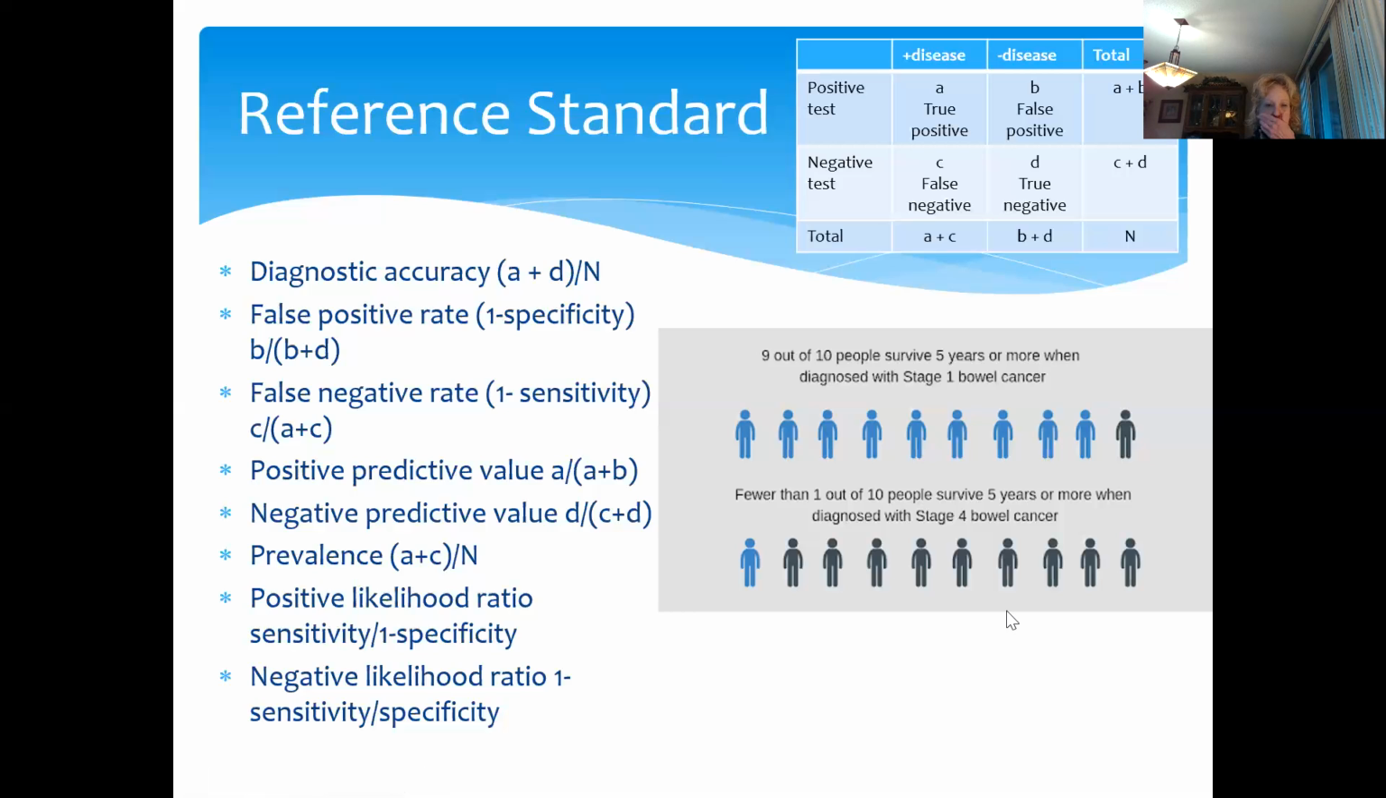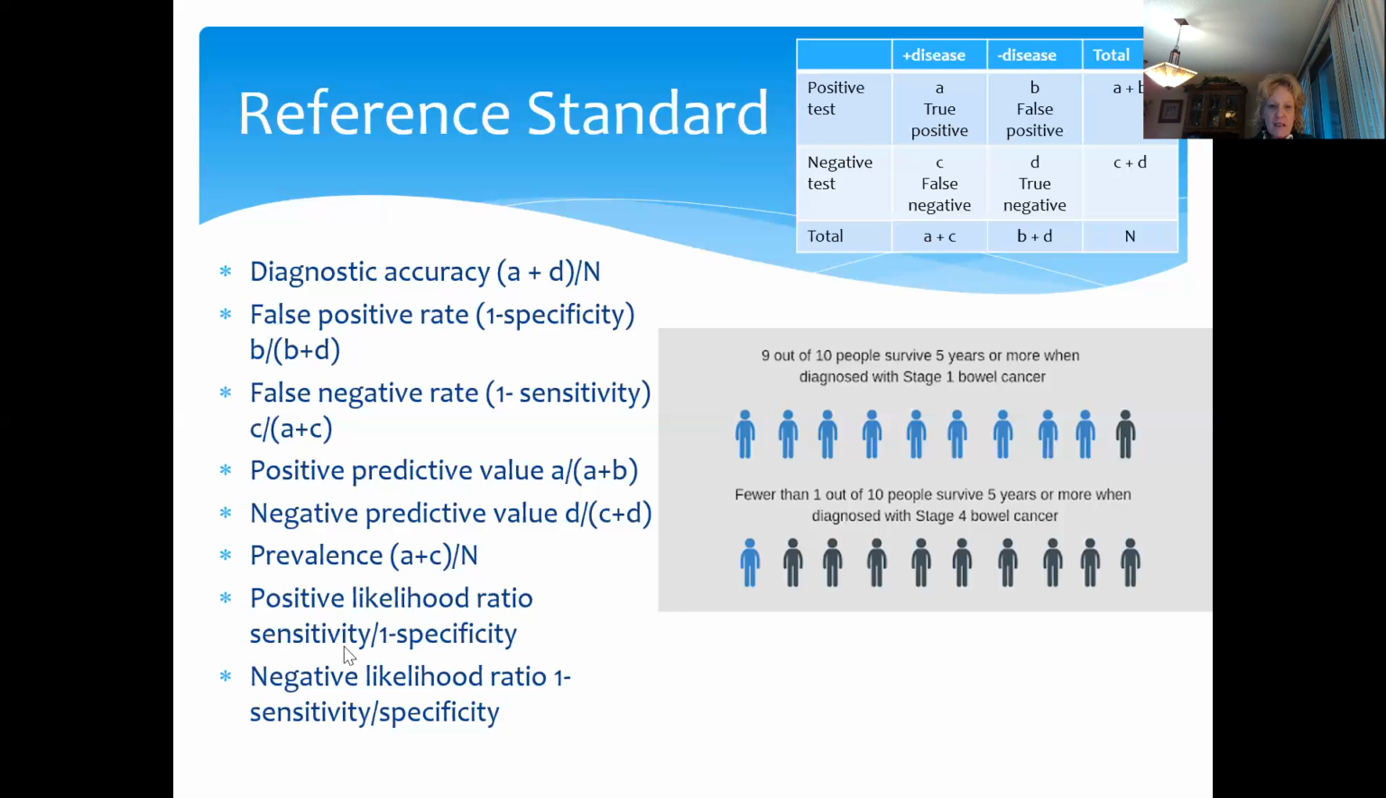And then your negative predictive value is D over C plus D. So remember, D is your true negatives, and it would be looking at all the negatives, C plus D. Your prevalence is A plus C over the N. So your true positives plus your false negatives over the N.